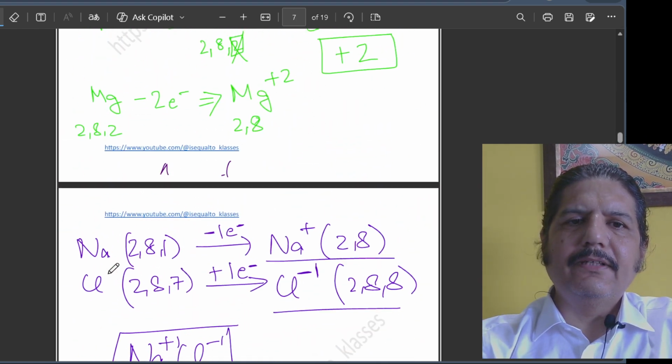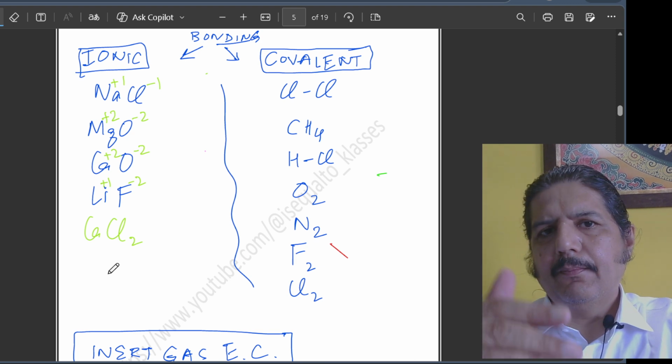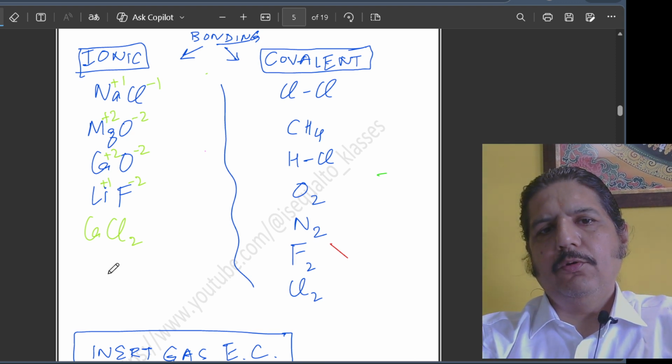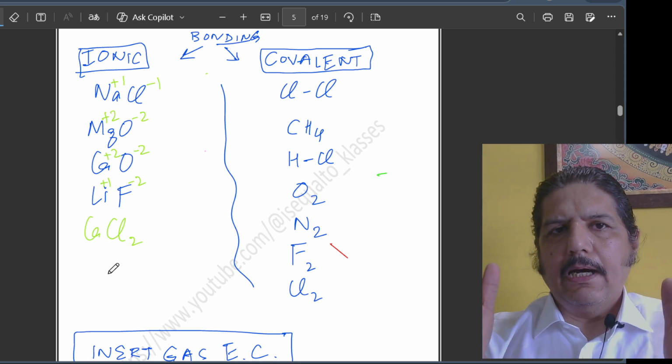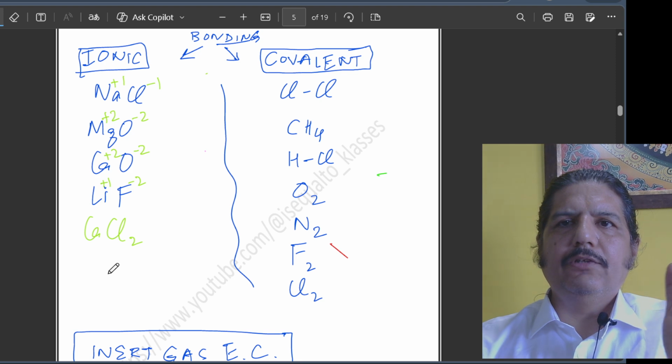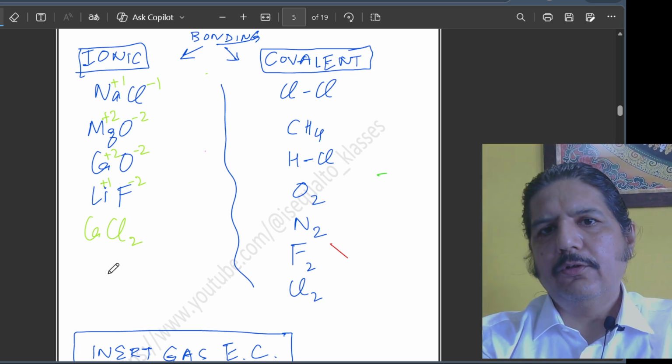So we have taken the examples of ionic compounds in this part. These are the examples we took: NaCl, MgO, CaO, LiF, CaCl2. In the third part, we will do the covalent. In ionic compounds, one of the entities will lose electrons, the other entity will gain electrons. That is what you need to understand.